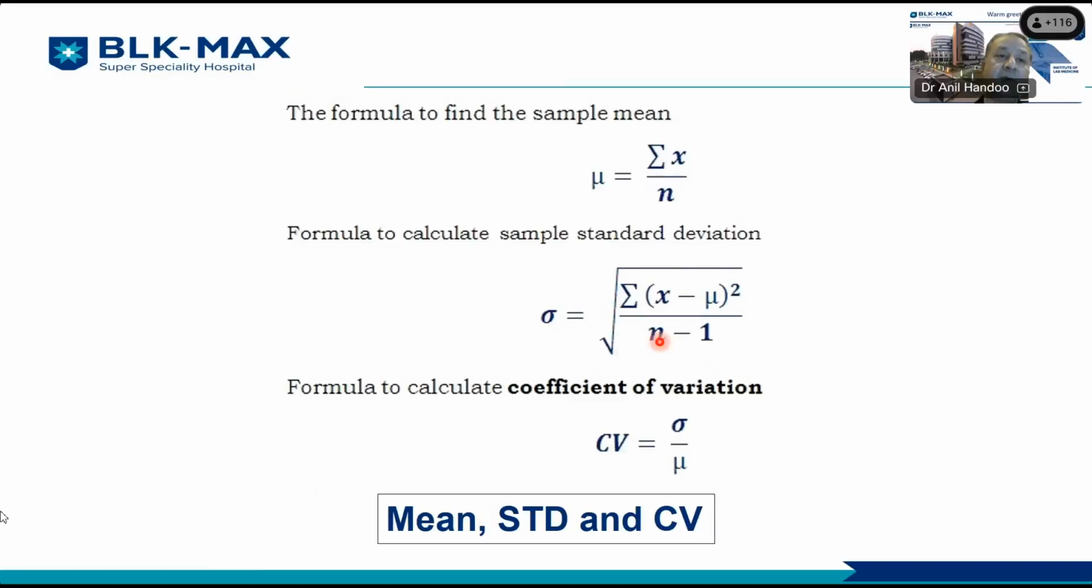So for all practical purposes, when you run quality control material, you're expected to calculate the mean, the standard deviation, and the CV. And an instrument is very good if your CV is very low. So if you have a CV which is low, you should be happy about it.